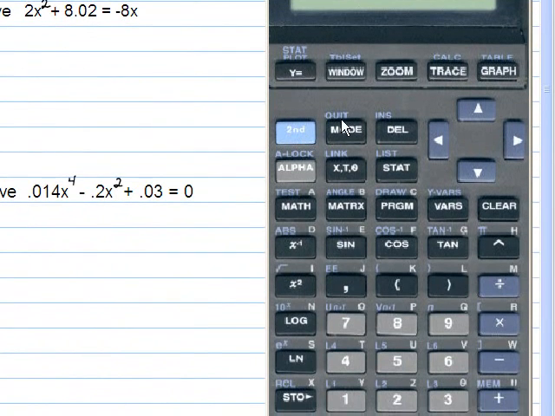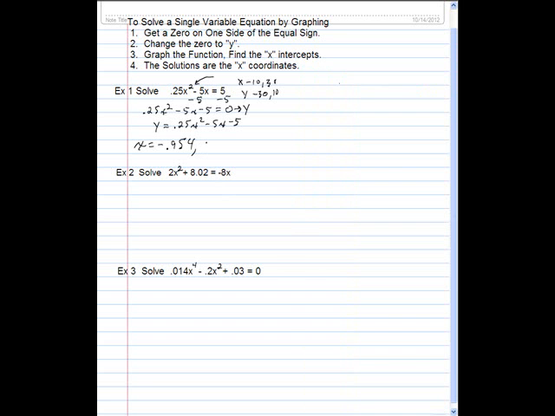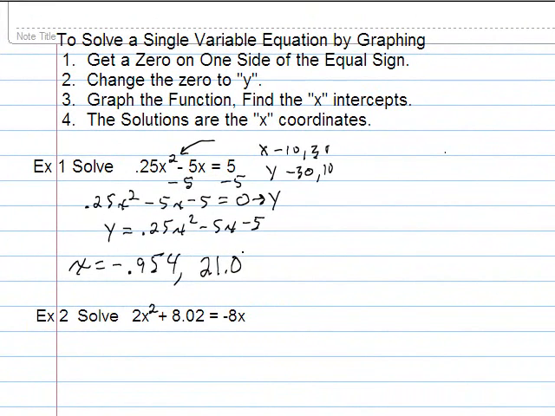So again, I want to go second trace 5. And I want to get a little closer. Well, it says, is this the first curve you want to use? I say, yep, enter. Is this the second curve? Yep, enter. Is this close? Yep, enter. And it gives us our second solution, 20.95. I think I'll just call it 21.0. So we'll say for the second solution, 21.0. So there are our two solutions, the x coordinates of the x-intercepts.